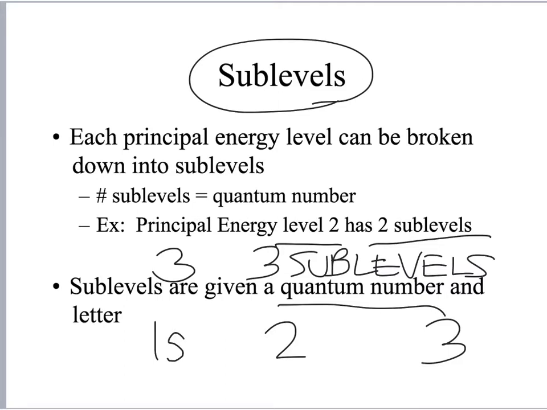So in energy level 1, there's a 1s. In energy level 2, there's a 2s. Energy level 3, there's a 3s. Let's get into the shapes so this makes a little bit more sense.